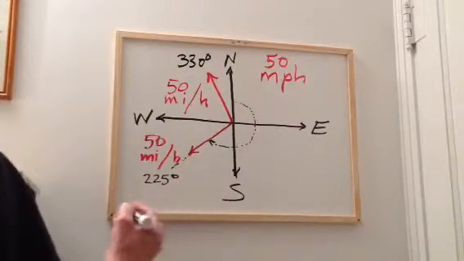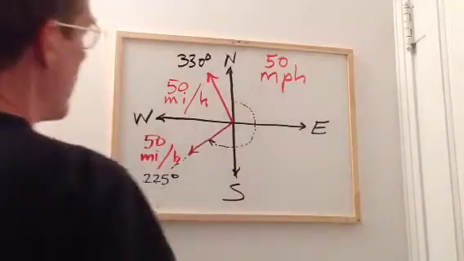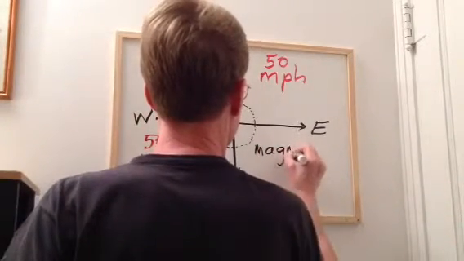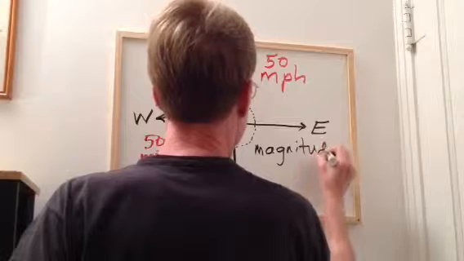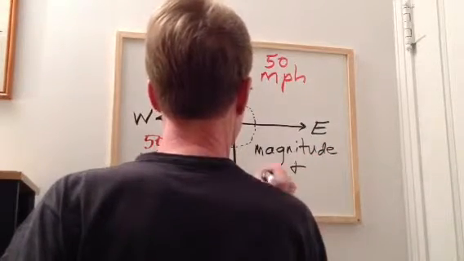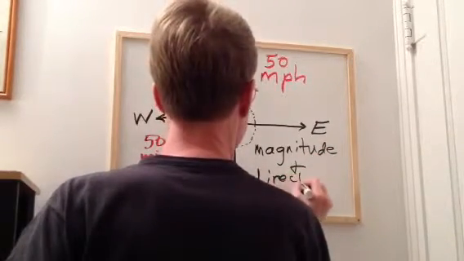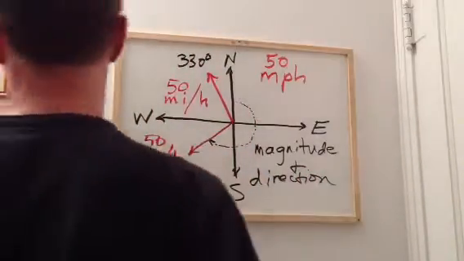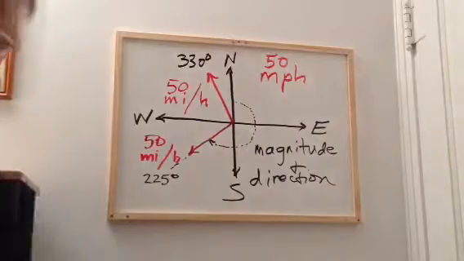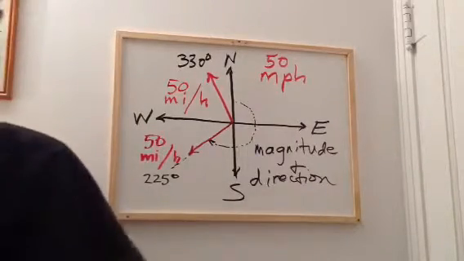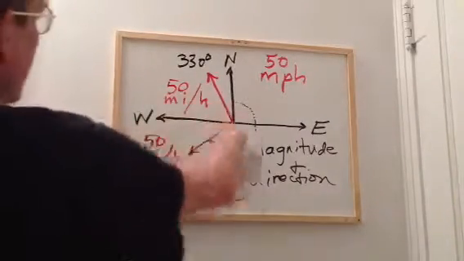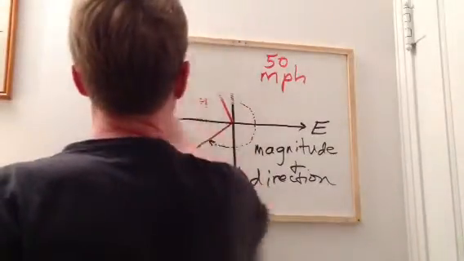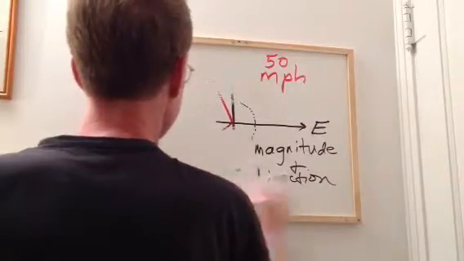A vector takes into account both magnitude and direction. So these representations on the coordinate system like this are vectors. Scalars, 50 miles an hour, they're the same. Directions are different. That's all a vector is.